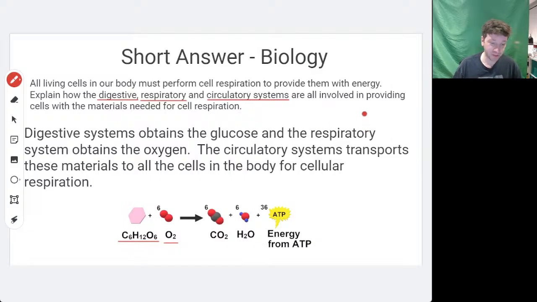And that's going to give you carbon dioxide, which again then your circulatory system is going to bring back to your lungs to exhale as waste. And then you get water and energy.